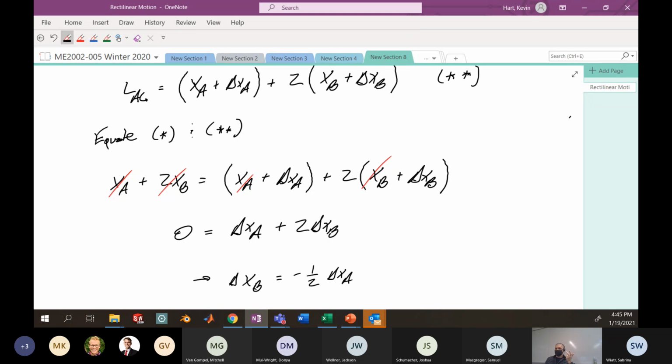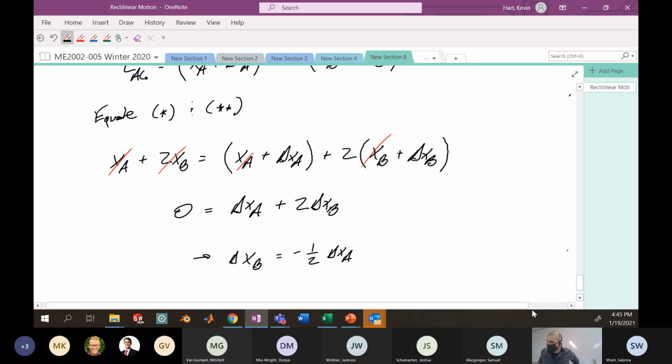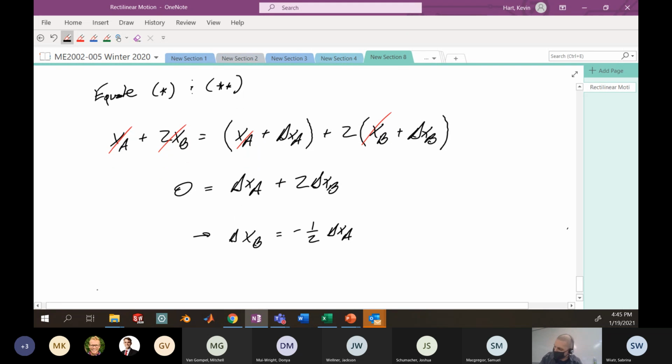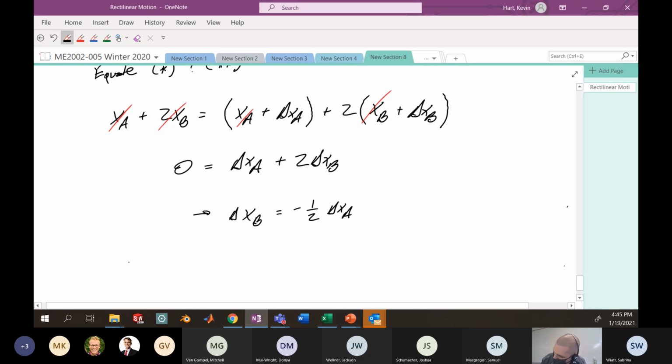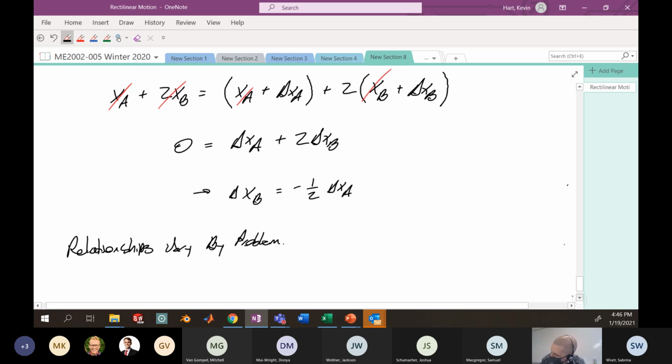Obviously, these relationships are going to change with each mass pulley system you have. All these mass pulley systems that people think up, which I don't know if I've ever seen in real life, are going to vary: how long the ropes are, where your datum is set, how many pulleys there are, where the masses are, etc. So relationships will vary by problem, but the general strategy will still remain the same.